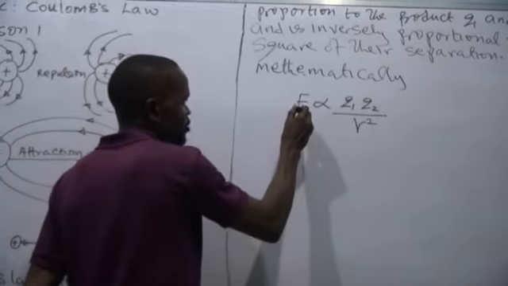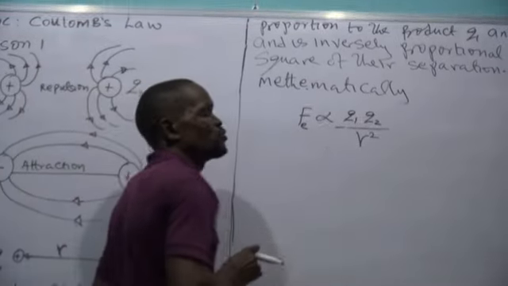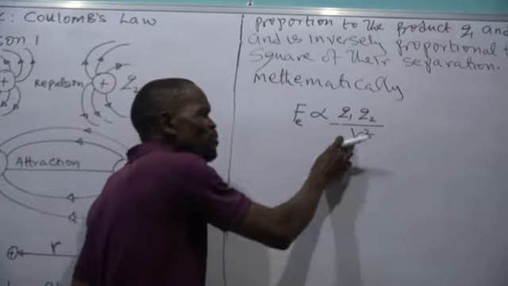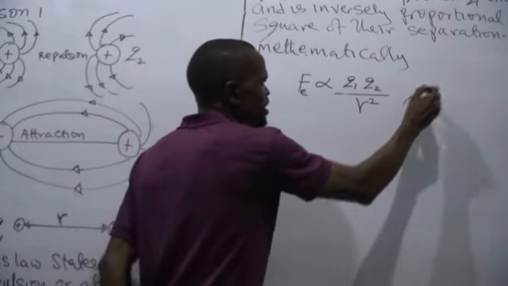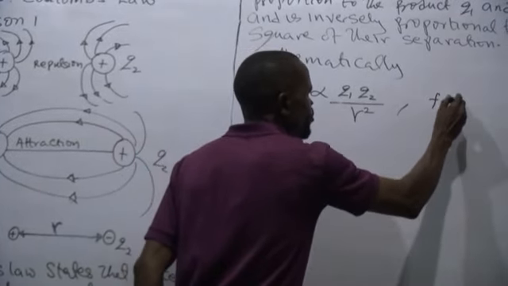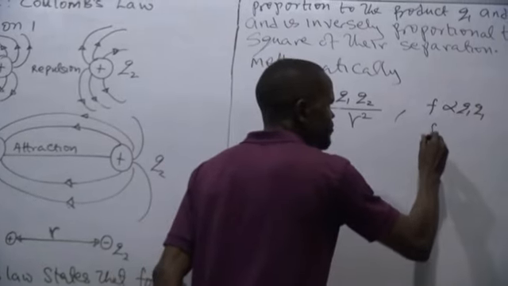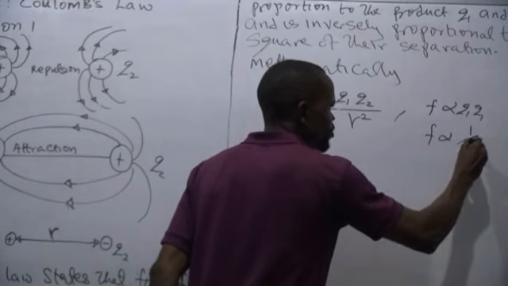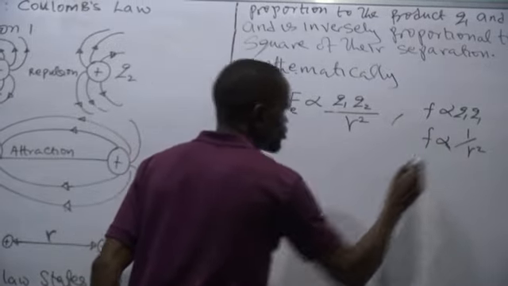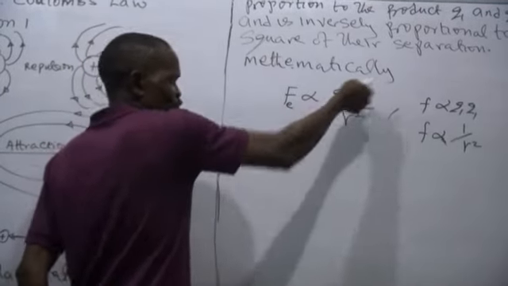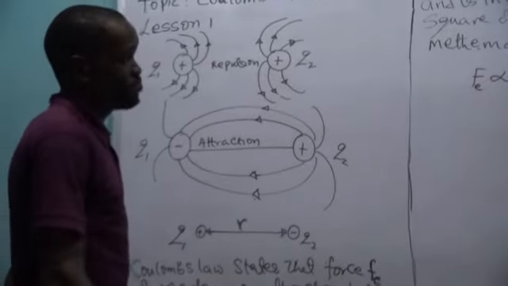That F, the electrostatic force, is directly proportional to Q1 and Q2. That's the product. And inversely proportional to R squared. This is what I'm trying to explain: F is directly proportional to Q1, Q2, and F is inversely proportional, that's what we call inversely proportional, to the distance of separation squared.